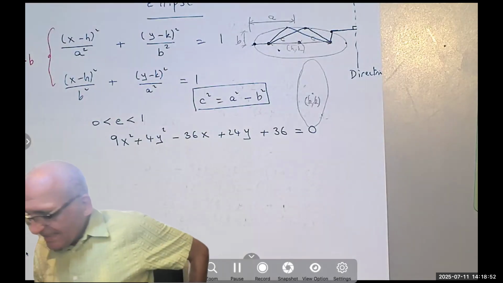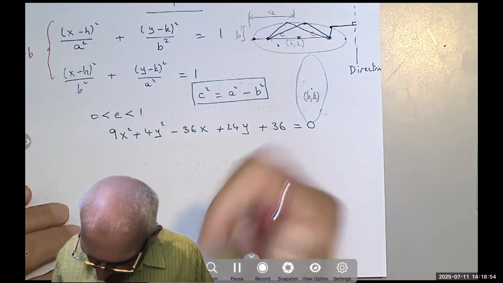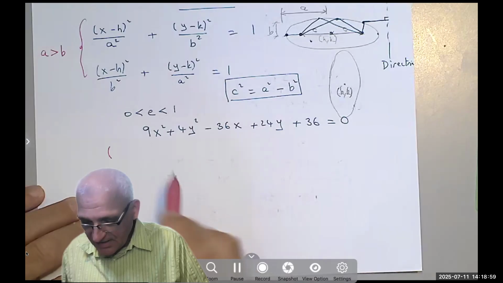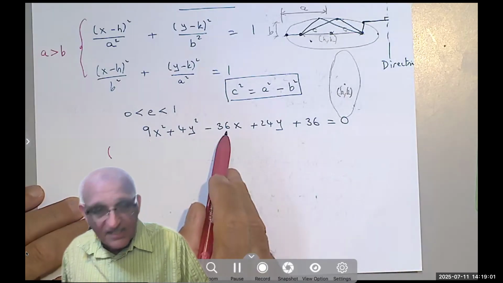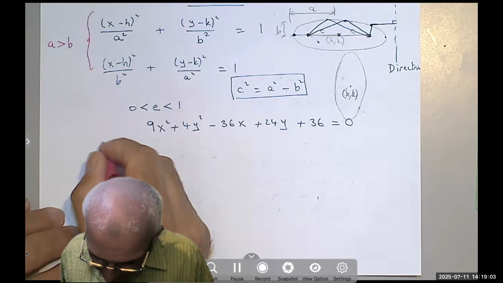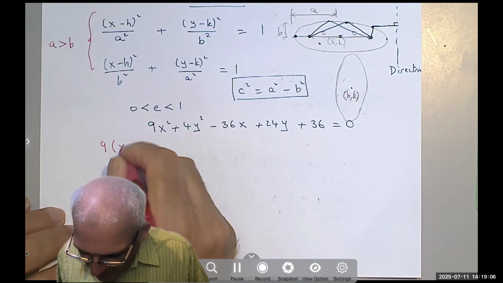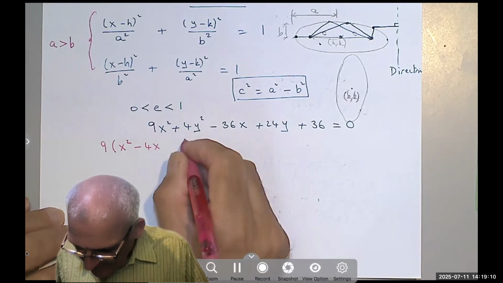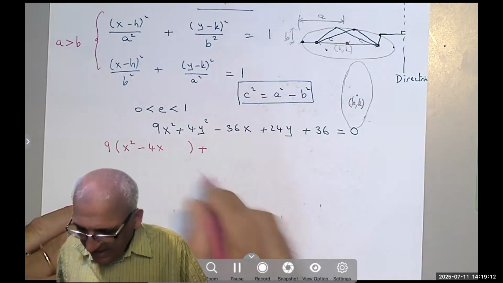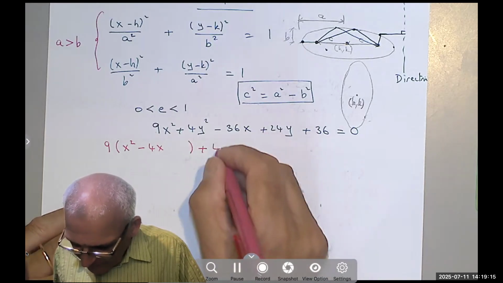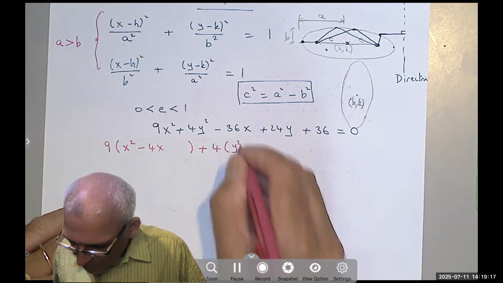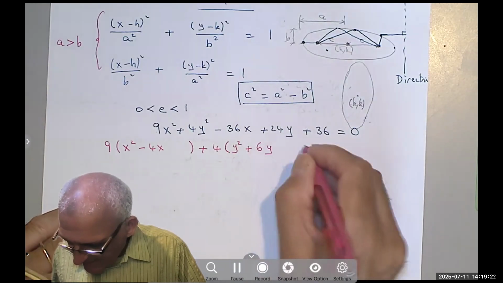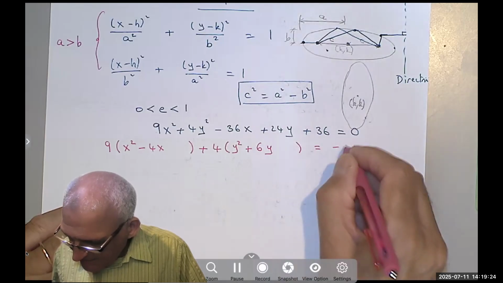Okay, so like we did last time, I'm going to combine the 9x squared. In fact, to save time, now you see that the 9 and the negative 36 are both divisible by 9, so I'm going to factor 9 out. That would leave me with x squared minus 4x. I'm going to leave it blank. And then plus, again, 4 and 24, I can factor 4 out. And this would be y squared. And 24 over 4 is 6y. I leave it blank. Equals negative 36.